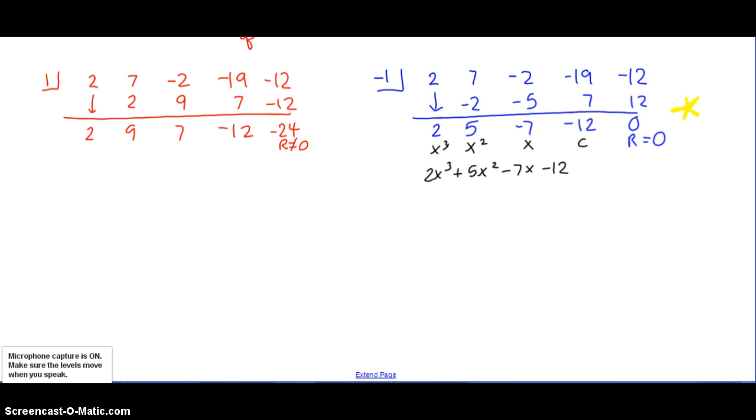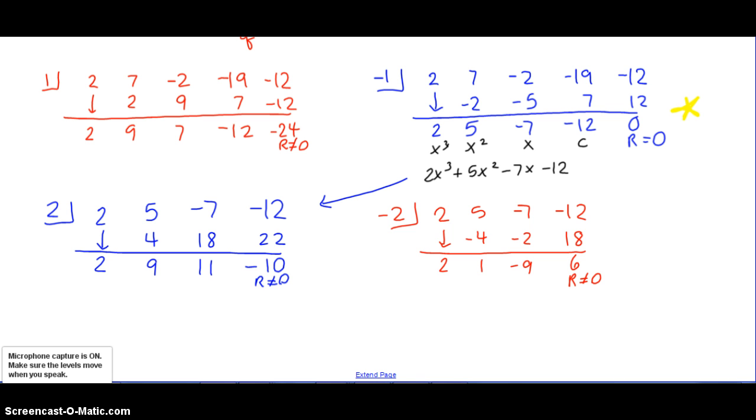Now we did positive 1 and negative 1. Just like we said before, we're going to go methodically, so that means we're now with positive 2 and negative 2. But the coefficients that we're going to use are going to be these from the depressed polynomial. So 2, 5, negative 7, and negative 12. Now you're going to proceed with the synthetic division as you normally would. Turn the video back on when you have finished 2 and negative 2.